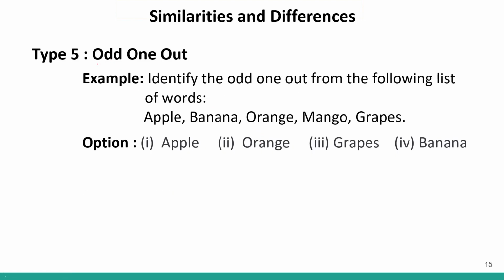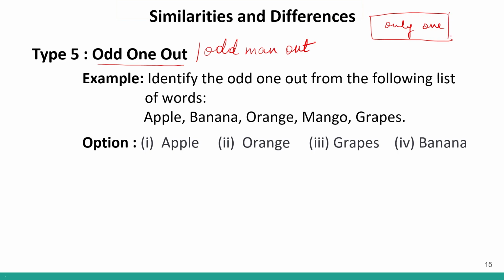Now, odd one out, also known as odd man out. This is also a term used for odd one out. In these types of questions, there are certain elements that are given and we have to identify how one of the elements is different from the rest. So if 5 options are given like this, or if 4 elements are given or 6 elements are given, only one will be different in some way, and we have to identify it.